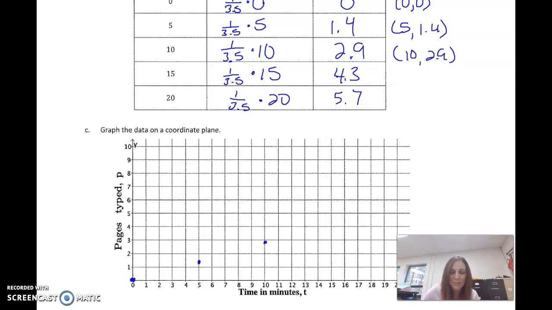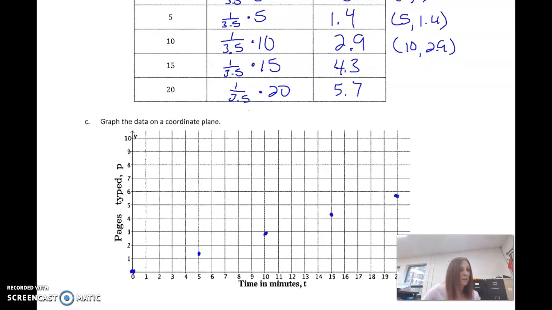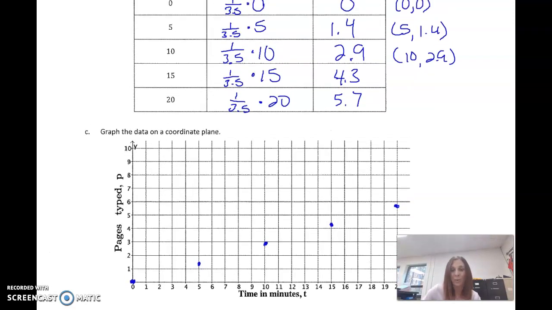And remember, I'm anticipating, since it's going through 0, 0, and it's a constant, it's proportional, it should be a straight line. 15, 4.3. And 20, right here in my picture, to 5.7. Okay, and again, we're going to see those are in a straight line. So we're just representing constant rates. We're writing equations so we can figure out, in this case, how many pages one can type in however many minutes.